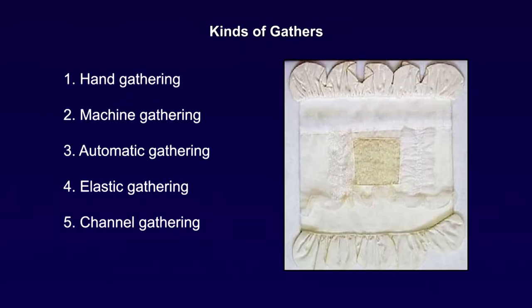The types of gathers. Based on how it is made, gathers can be divided into five different types: hand gathering, machine gathering, automatic gathering, elastic gathering, and channeled gathering.